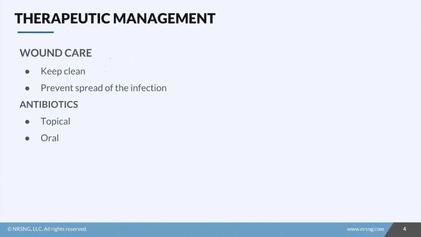Okay, so our therapeutic management of impetigo centers around wound care and antibiotic therapy. Our wound care is just going to be all about keeping that wound clean and preventing the spread of the infection. Like I said, it's very, very contagious. So mild impetigo can be treated with a topical antibiotic, but if it's widespread or it hasn't responded to topical antibiotics previously, then the patient will likely need to go on oral antibiotics. And most of the time, if it's uncomplicated and the child's fine, impetigo can be managed in the outpatient setting.